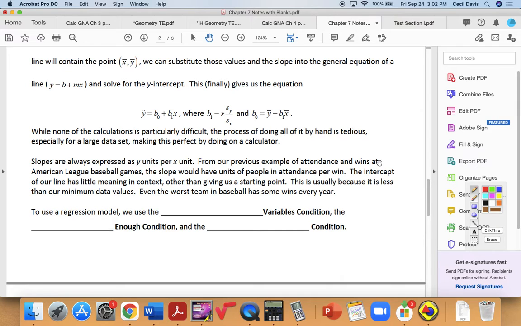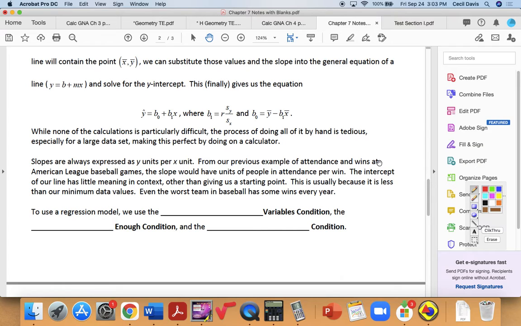Now, usually, but not always, the intercept of our line has very little meaning in context. Occasionally it will, but usually it doesn't, partly because that's usually outside of the expected data values. Going back to American League Baseball, I don't care how bad your team is, in baseball at least, everybody wins sometimes. So talking about what would happen when a team had 0 wins doesn't really make any sense.